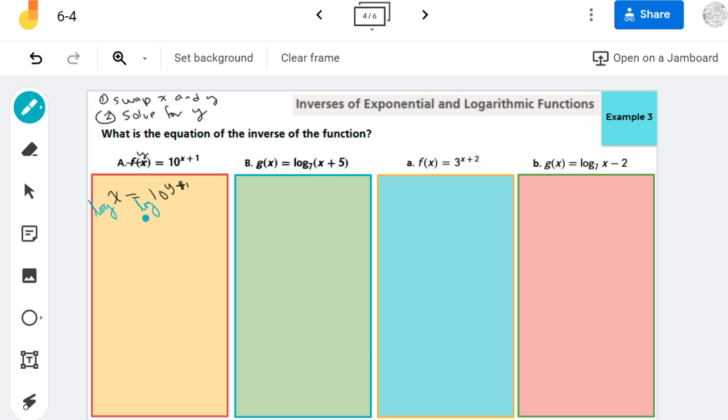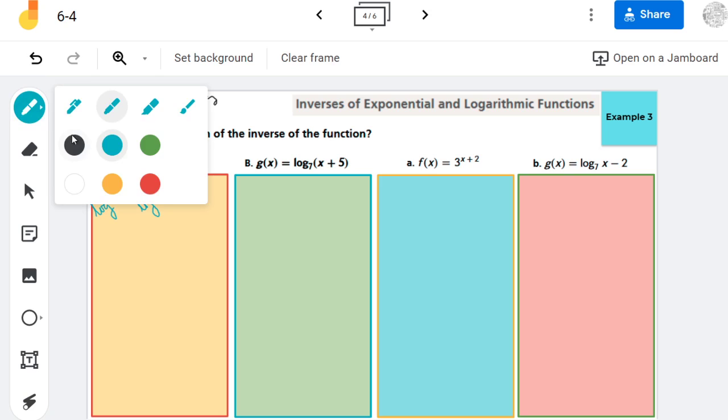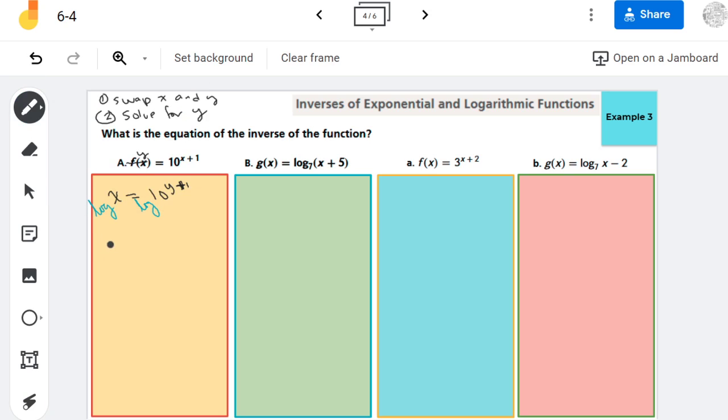Now remember, whenever you take a logarithm, you need to consider what the base of the exponent is that I'm trying to get rid of. So because this is trapped in a base 10, I'm going to take a logarithm base 10, or a common log, of each side of this equation. All right, so on the left-hand side, I have the log of x, and on the right-hand side, the log and the 10 cancel each other out, and I'm left with y plus 1.